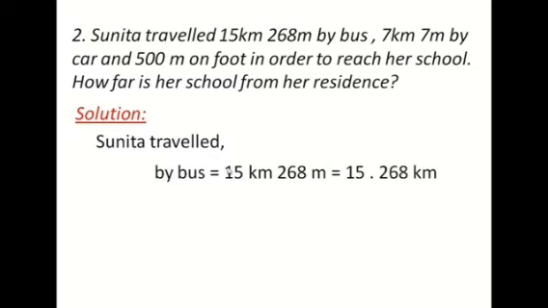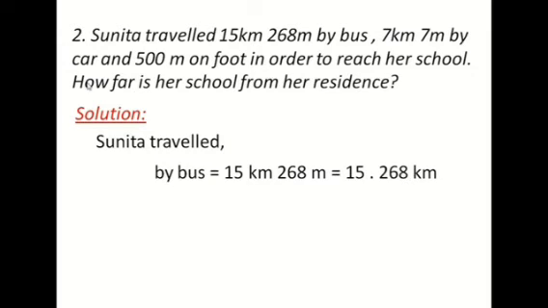So meter to kilometer, we have to divide meter by 1000. So it is 268 by 1000 kilometer. 15 will be as it is, 268 by 1000. So how many places will the decimal point move? 1000 has 3 zeros, so 1, 2, 3 places. Then the decimal point. So the total will be 15.268 kilometer.